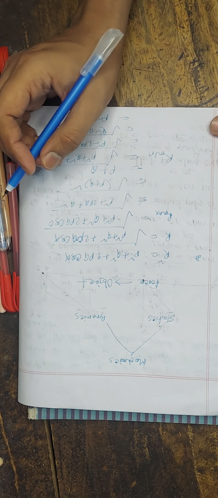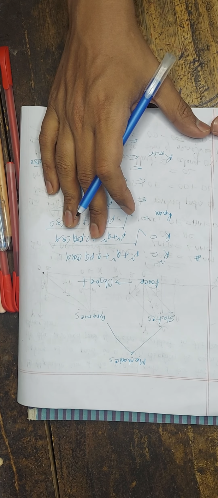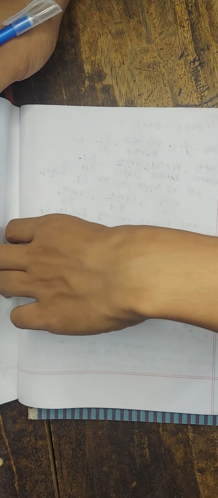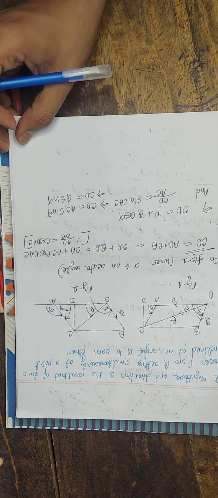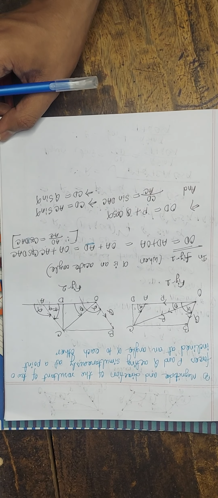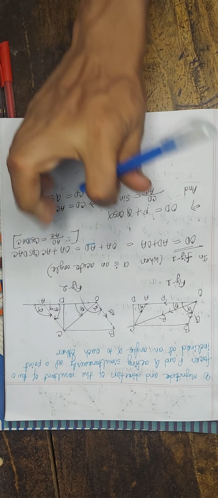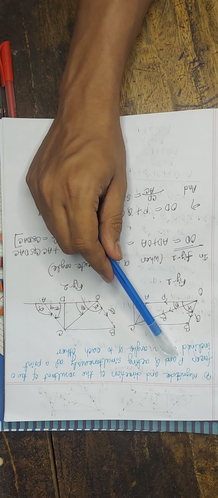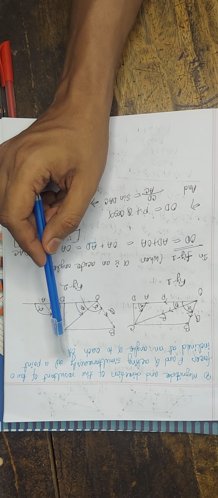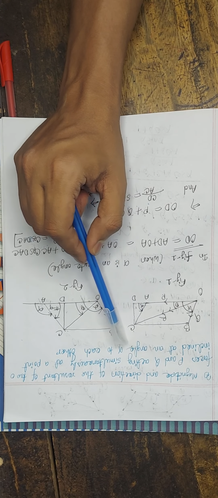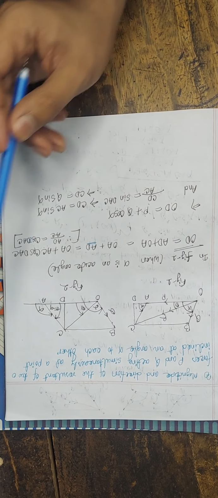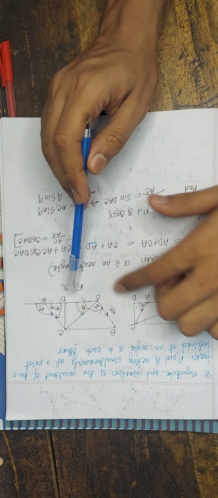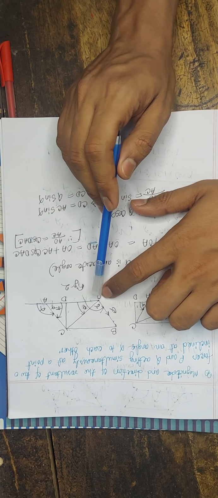Now, first of all I'm going to show you a theorem, the proof of a theorem. I hope you can see it: the magnitude and direction of the resultant of two forces P and Q acting simultaneously at a point, inclined at an angle alpha to each other. Here two forces P and Q are acting at the point O in this figure, and in this figure two forces P and Q are acting at this point.